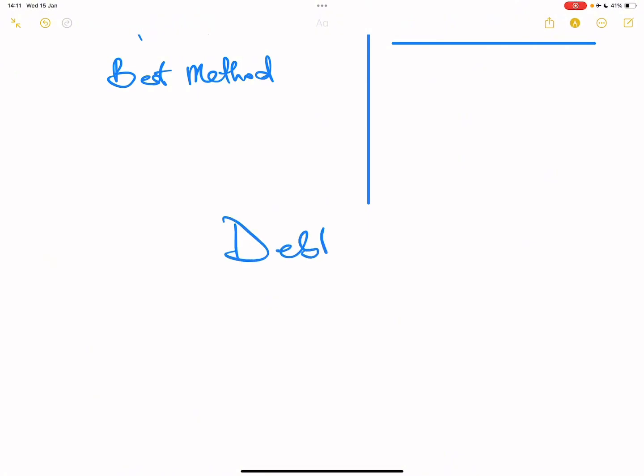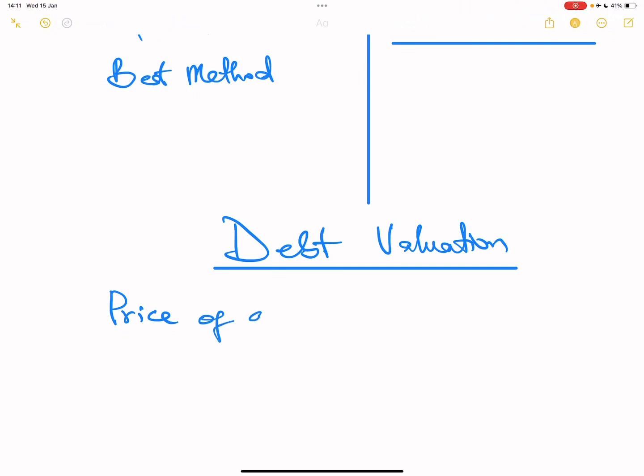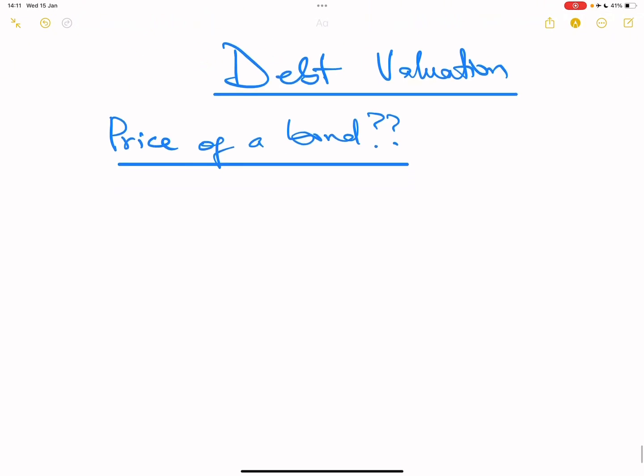Lastly is debt valuation. And in this debt valuation as well, we're going to be using this cash flow method. So we'll be adopting the cash flow method. You need to know how to value a bond. What you want to learn is, what is the price of a bond? You need to know how to calculate the price of a bond. And how do you do that? It's still the application of this cash flow method, because the market price of a bond is the present value of the cash flow from that bond. So the price of a bond is the present value of all future cash flows from the bond.